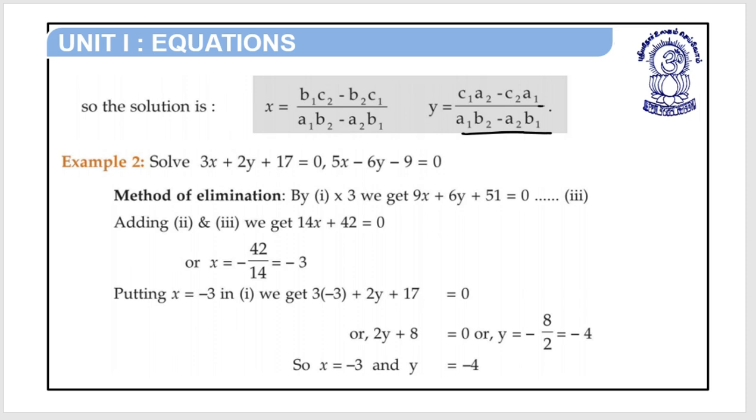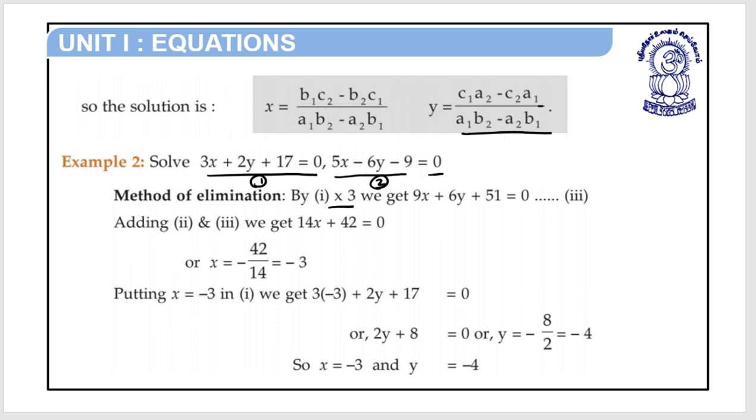Now solve the example: 3x plus 2y plus 17 is equal to 0, and 5x minus 6y minus 9 is equal to 0. Method of elimination. This is equation number 1 and 5x minus 6y minus 9 is equation number 2. Multiply equation 1 by 3: 3 3s are 9x plus 3 2s are 6y.